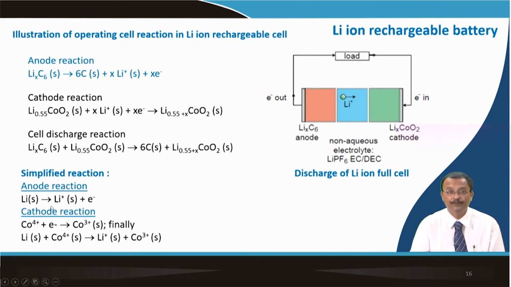Where lithium is oxidized to lithium plus, and in the cathode reaction this cobalt ion, which was in +4 valence state, is reduced to +3 valence state. So, that is the simplified full cell reaction, which occurs during the discharge of the battery, where electron is being fed to the load to do the work.